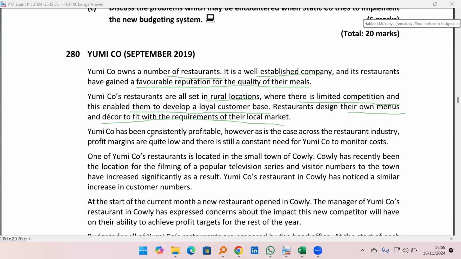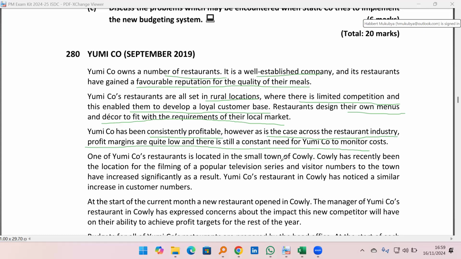So Yumi has been consistently profitable. However, across the restaurant industry, there is a problem, and therefore the profit margins are quite low, and there's still constant need for Yumi to monitor costs. So motivation is that the margins are low, and therefore you need to monitor the costs so that you don't find yourself on the wrong side of the transaction.